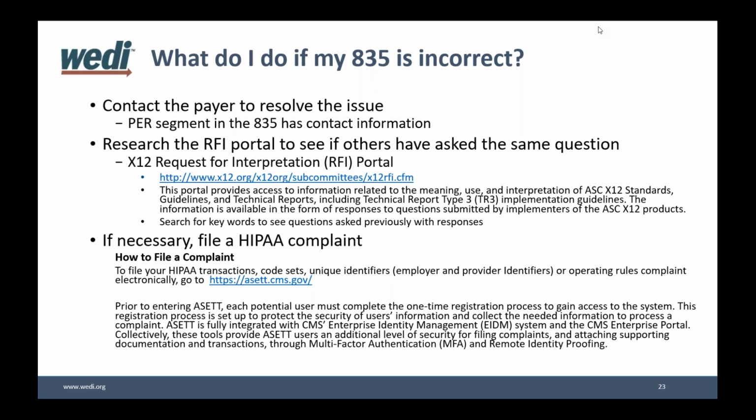Well, from a provider perspective, if you receive an 835 and you feel like it may have an issue, the very first thing to do is contact the payer that sent you the 835 to try and resolve the issue. If you don't know who to contact, there is information within the 835 itself that provides some contact information. There's a PER segment that is required that contains contact information for who at the payer to contact if there are issues. And typically there's a technical contact, and there may also be a business contact included. So obviously we want to start there. We want to try and work it out. Contact the payer. Can you resolve the issue by working directly with the payer?